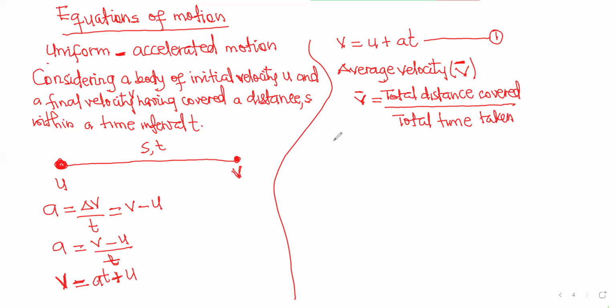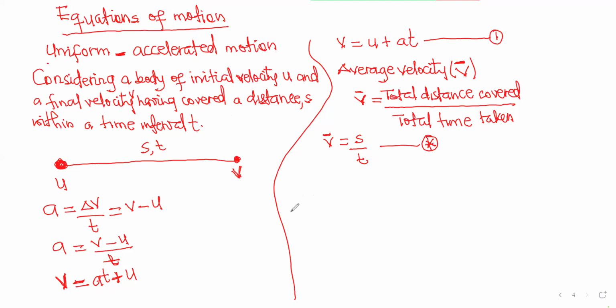So if the body moves in such a way that it covered a distance s, the total distance becomes s. It covered the distance using a time interval t. So the average velocity is the total distance over the total time. Okay, this is star, one of the equations for determining average velocity.